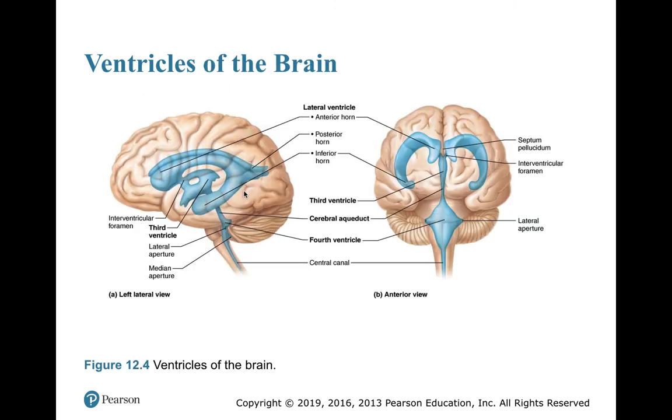So the blue shows us the ventricles from the side view. Here's the lateral ventricle, the third ventricle, the fourth ventricle. You can't see this, but the cerebral aqueduct goes between the fourth ventricle and third ventricle. And then this is from a different view.